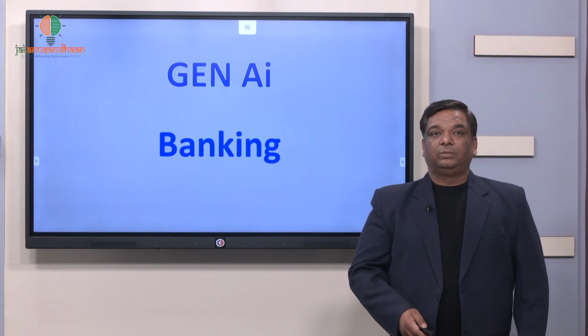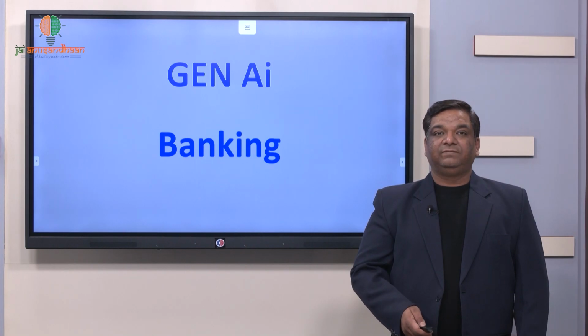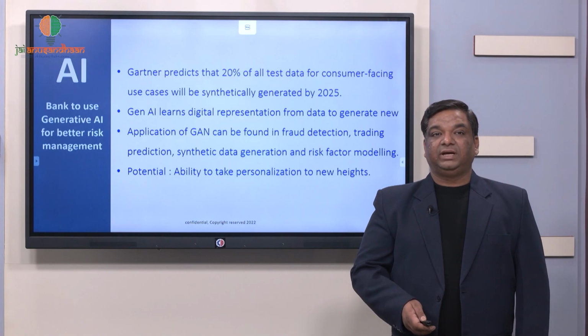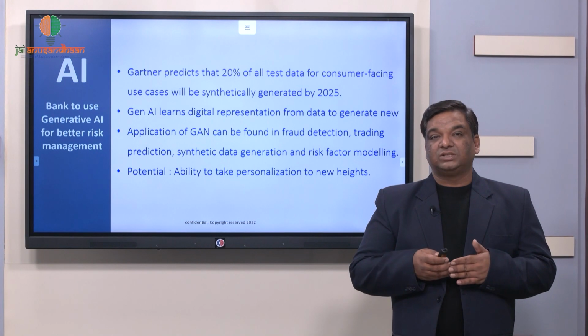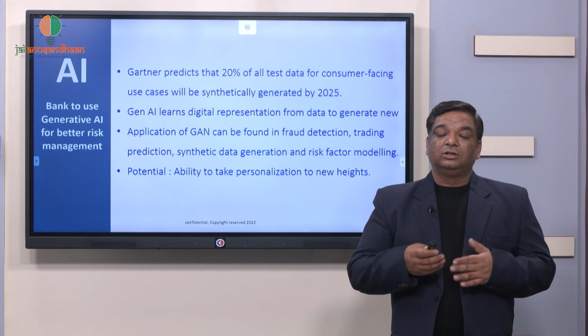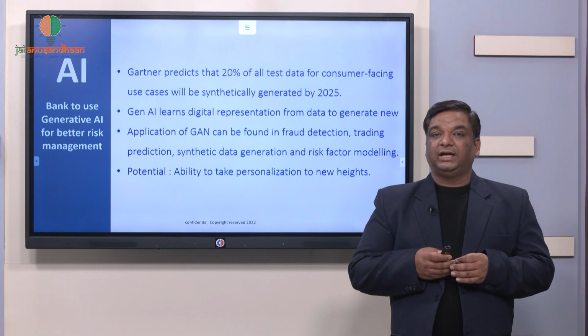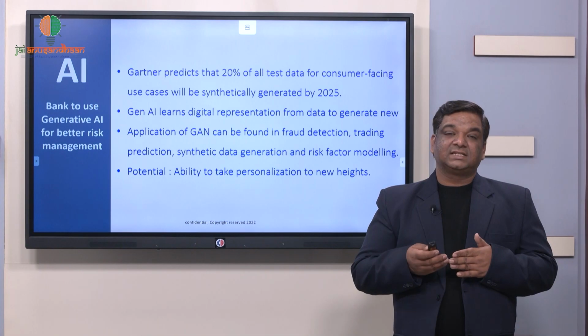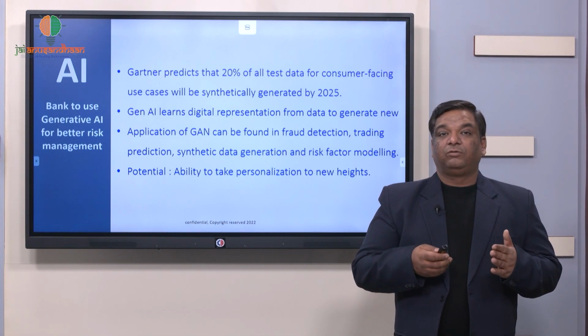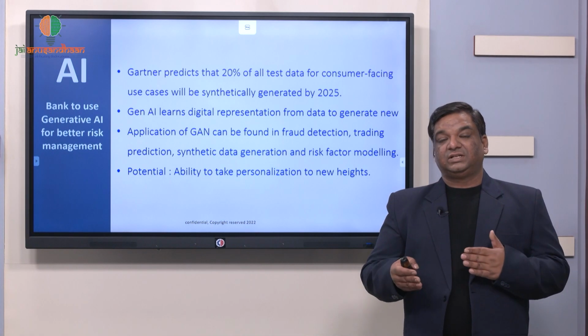Now looking more at GenAI and banking. Definitely GenAI can also help the banking sector. Gartner's report predicts that 20% of all test data on consumer-facing use cases will increase by 2025, and GenAI could be supporting a more digital world, with more applications towards GAN-oriented, and definitely there's potential for more personal-data-oriented use. In this case GenAI can really help in handling unstructured data as well as structured data.